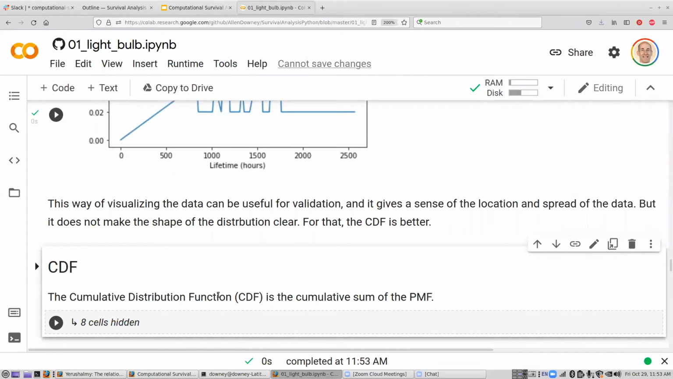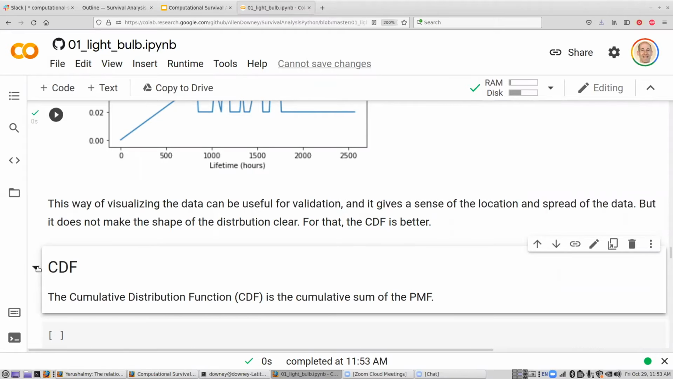So in the next section, I'm going to take this PMF and compute its CDF, and I'll explain what that is if you're not familiar with them. I'll use this little triangle widget to open up the next section. However, before I go on, I'm going to pause again to check on Slack, and if you have any questions that you're stuck on, feel free to unmute and ask, and then we'll go on.